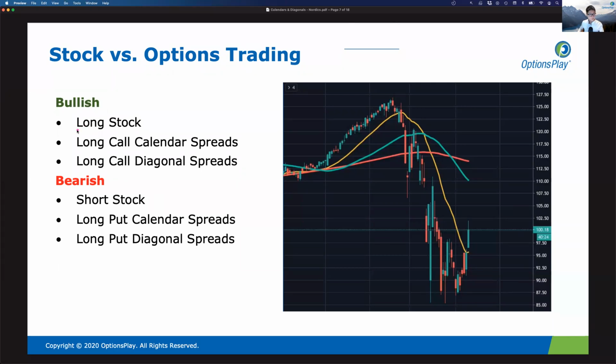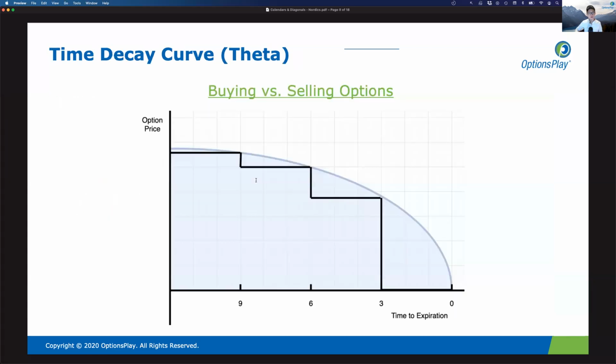Most of you are familiar with long stock or short stock as a pure bullish or bearish exposure. Today, we're going to talk about calendar and diagonal spreads that can be used for either a bullish or bearish view in the broader markets, and more so diagonals for bullish and bearish. We're going to talk about calendar spreads as a more neutral strategy.